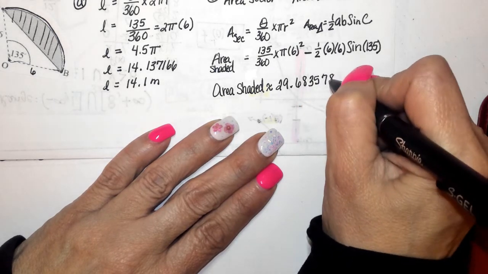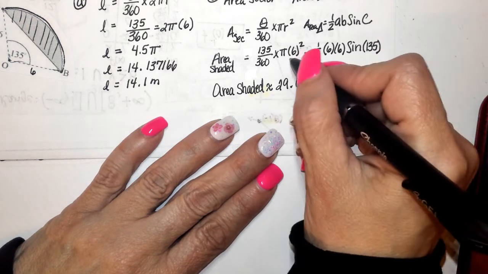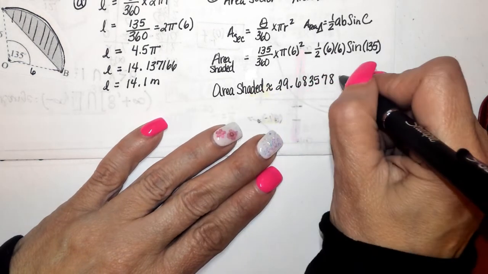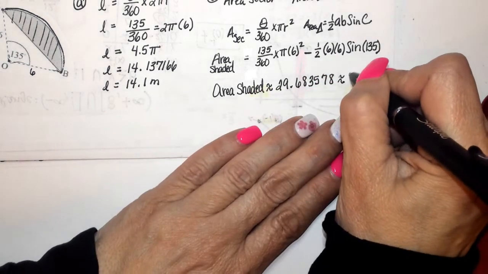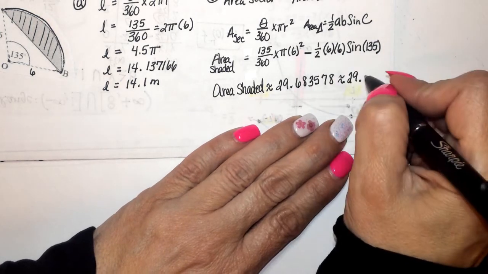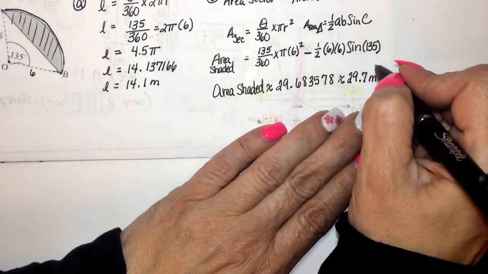29.683578. If you didn't get that, remember to have sine in degrees, not radians, and remember to use your pi. And so I'm going to do 3 sig figs on this and get 29.7. The 8 is going to round the 6 to a 7, and it's going to be meters squared.